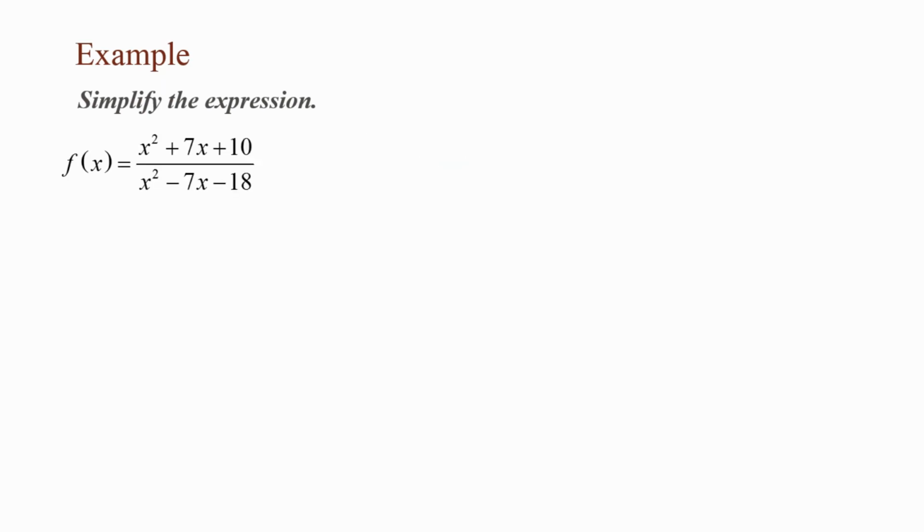In this example, simplify the expression f of x equals x squared plus 7x plus 10 divided by x squared minus 7x minus 18. This isn't a problem that I can just start canceling. Because of the plus and the minus signs, I must factor first. So that equals, I need two factors of 10 that add to be 7. So my numerator is x plus 5, x plus 2.